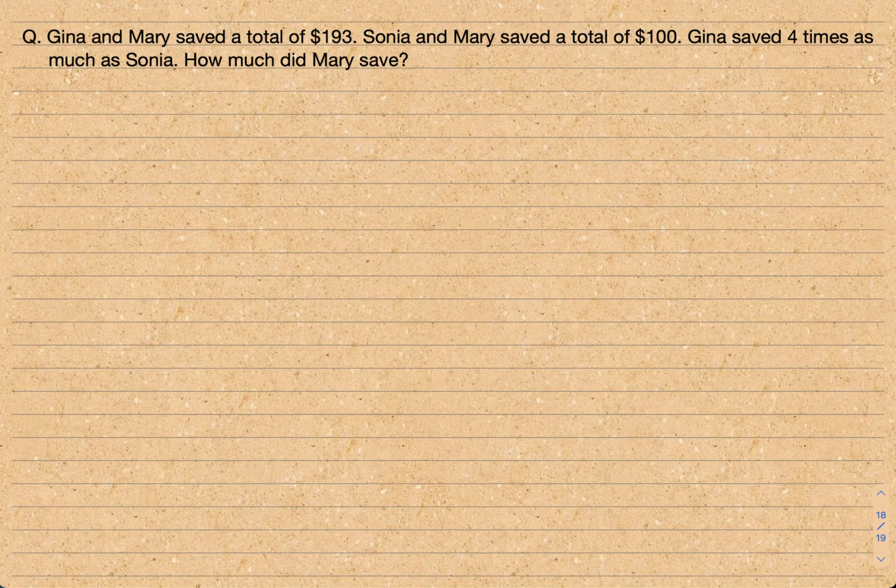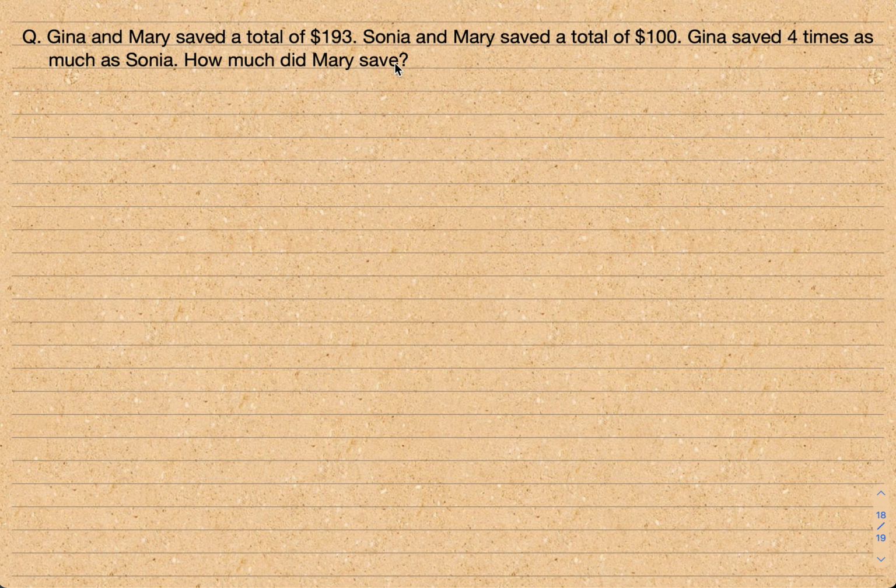So let's do another interesting word problem on whole numbers. Let's read the question first. Gina and Mary saved a total of $193. Sonia and Mary saved a total of $100. Gina saved 4 times as much money as Sonia. How much did Mary save?